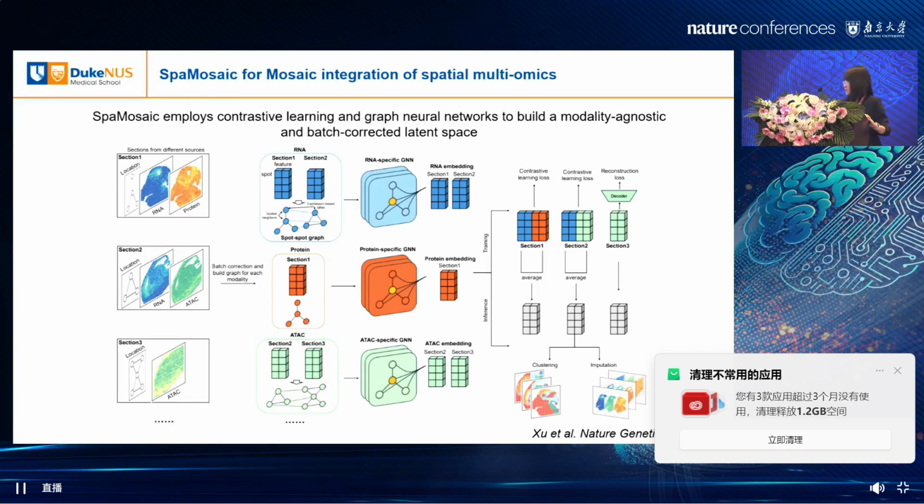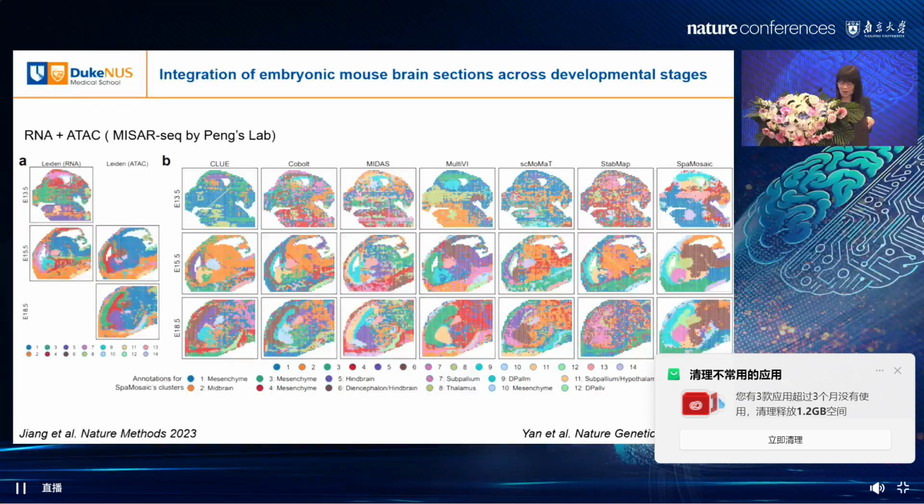I'm not going to go into the details of the techniques. In essence, it adopts contrastive learning and graph neural networks to build a modality-agnostic and batch-corrected latent space. With this latent space, we can perform the downstream clustering, imputation, and interpretation. So with this modality-agnostic and batch-corrected latent space, we can borrow the information from other sections or from other omics to enhance the signal-to-noise ratios for the sections under study.